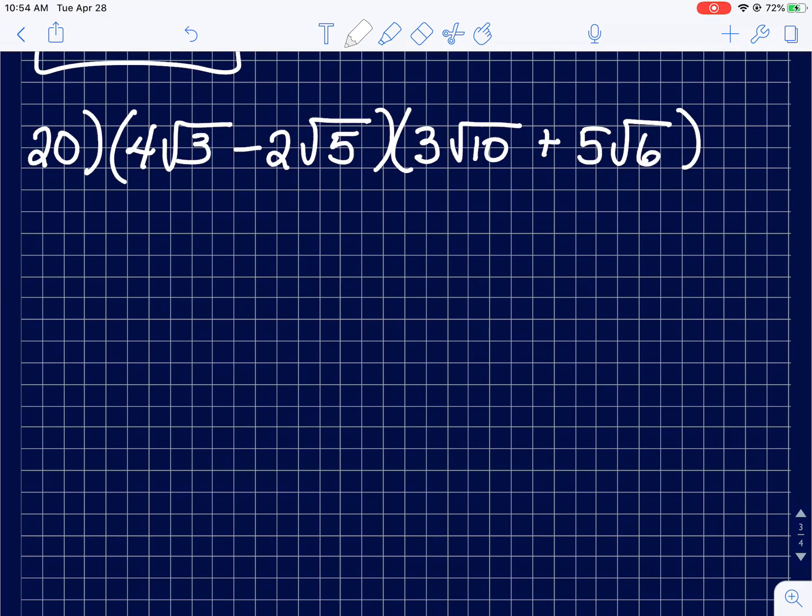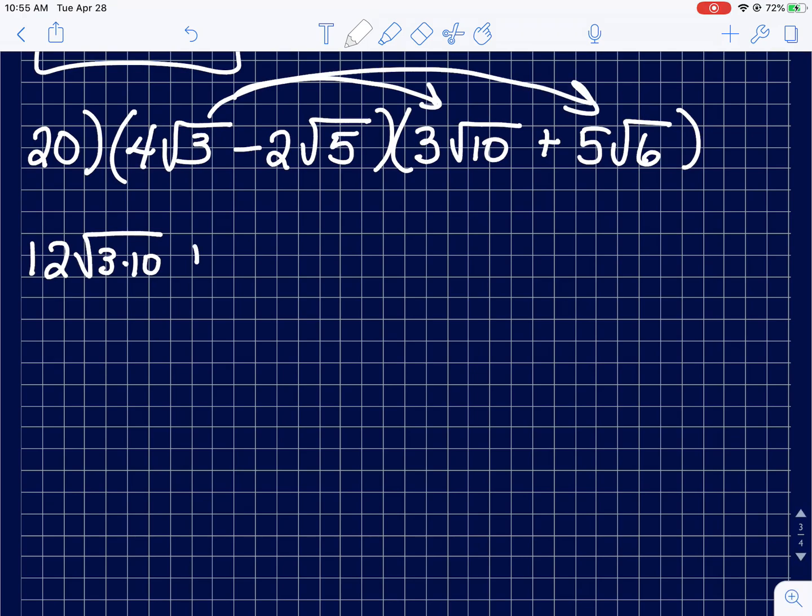All right, so first times first. That's going to give us 4 times 3 is 12. Inside is 3 times 10. I'm going to try to keep these close together. Then I'm going to do outside. 4 times 5 is 20. On the inside is 3 times 6.